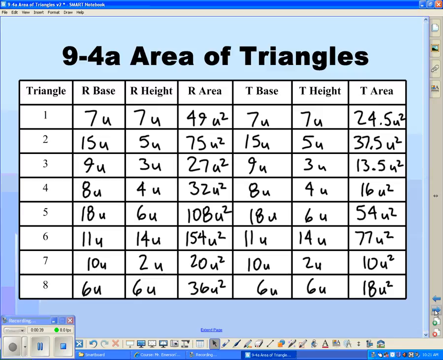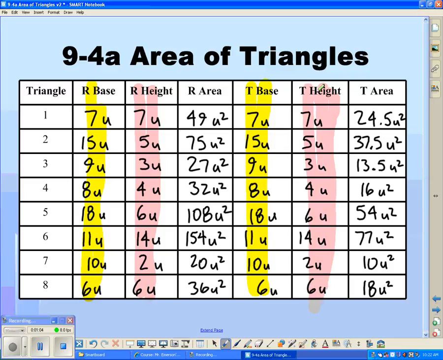The first thing we're going to look for is a connection between the dimensions, meaning base and height, of the rectangle, and the dimensions of the triangle. And hopefully it's apparent to us that the base of the rectangle and the base of the triangle are the same value. And then similarly, the height of the rectangle and the height of the triangle are the same value as well.